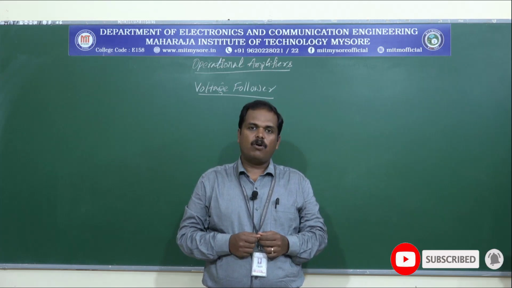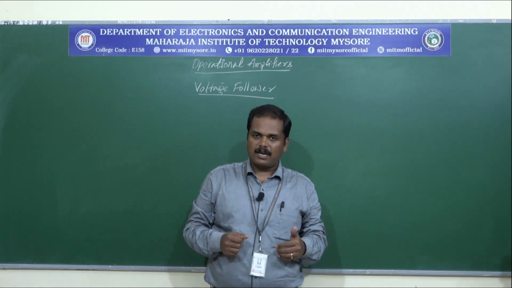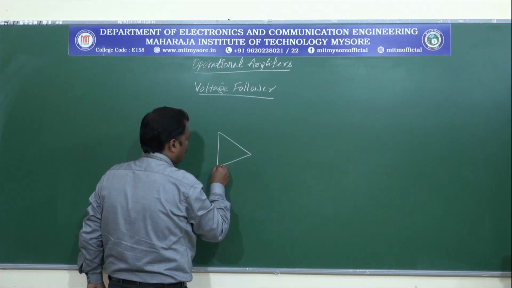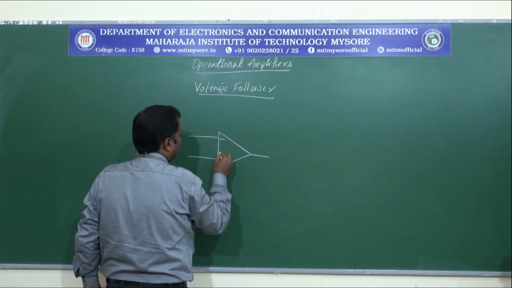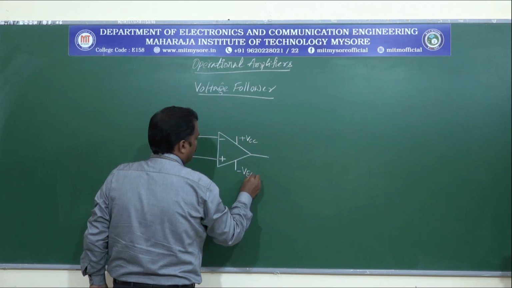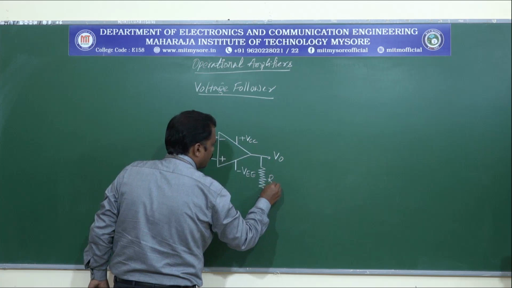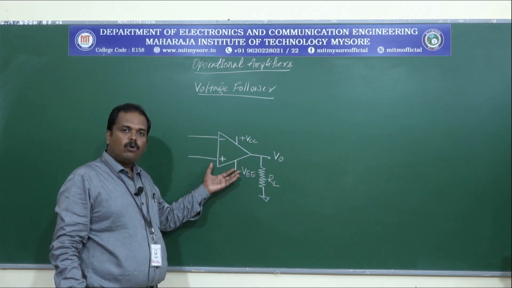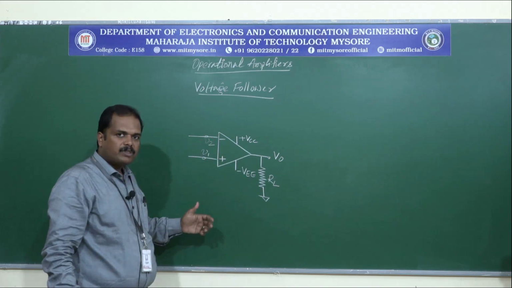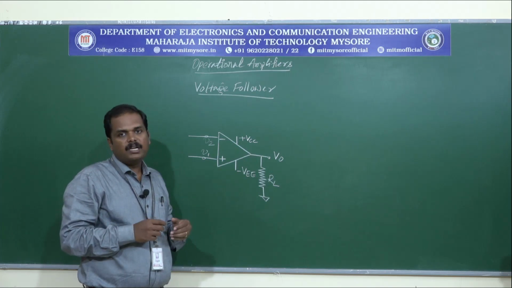Next we will understand the operation of the op-amp voltage follower. Op-amp voltage follower is also basically a non-inverting amplifier. Let us put up the circuit diagram for this and understand what we will be getting at the output of this circuit. So here this is the op-amp, and we have the non-inverting terminal V1 and the inverting terminal V2. As I said, the op-amp voltage follower is also basically a non-inverting amplifier circuit.